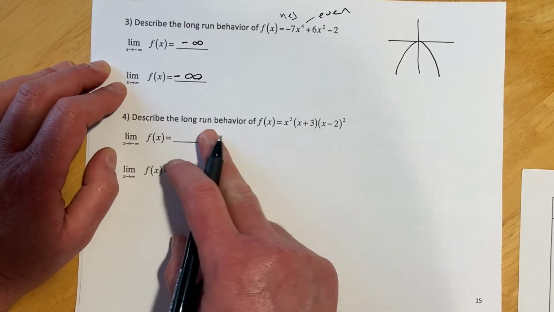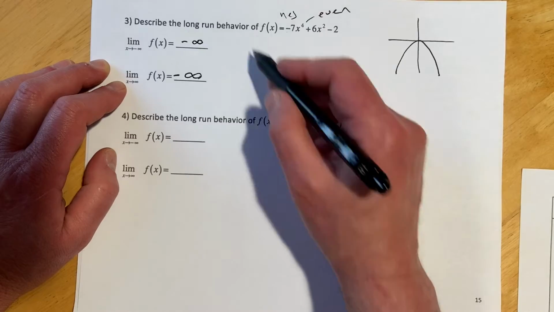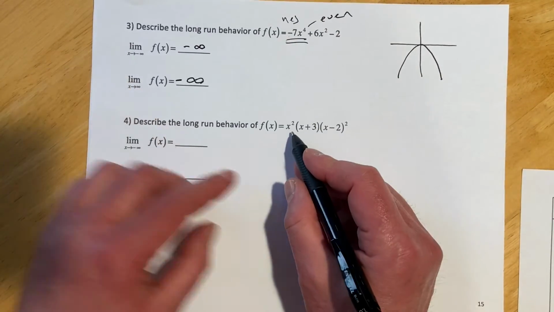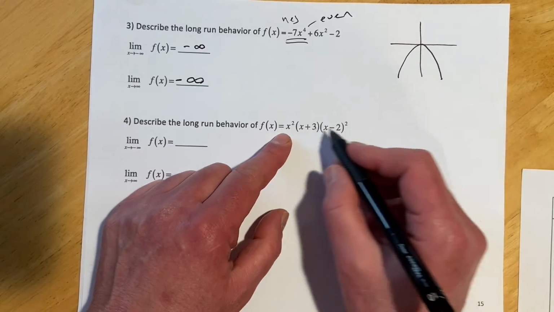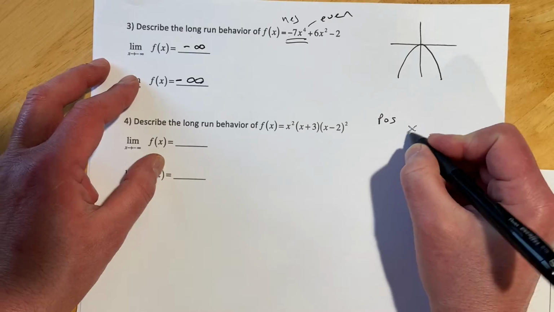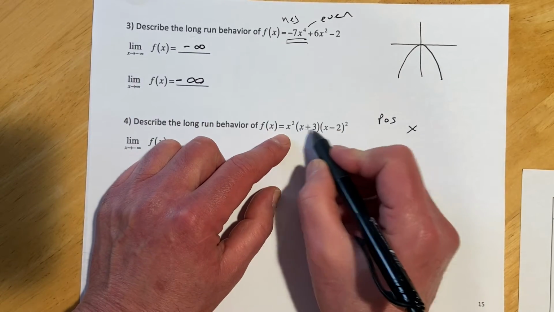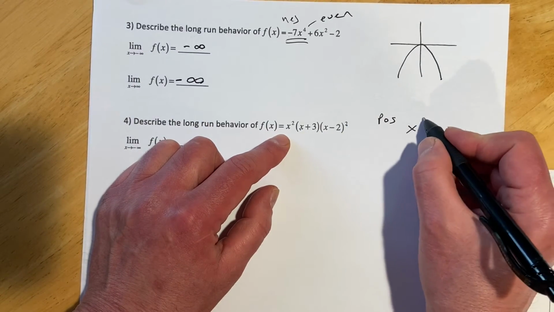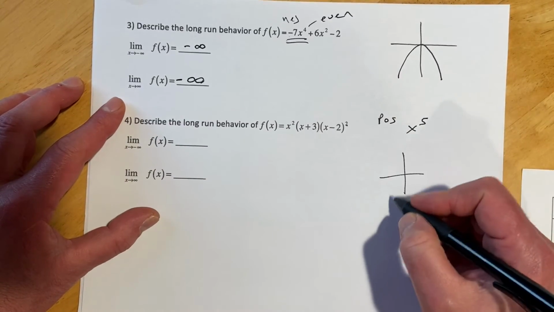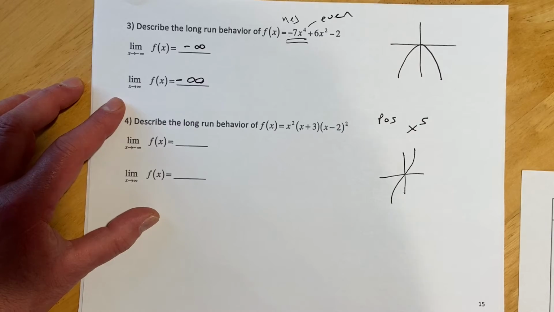This next one describes the long run behavior of this. So here we could just look at it and see what our leading term was going to be. Here we have to kind of add the powers. There's no negatives on the x's, so it's positive. And if we add them up, we got 1, 2, 3, and then that would be 4, 5 x's. So it's positive x to the fifth, and that would look kind of like an x cubed, which would be like this.